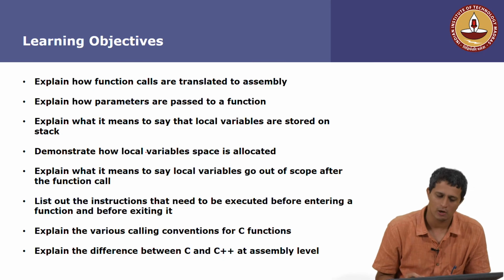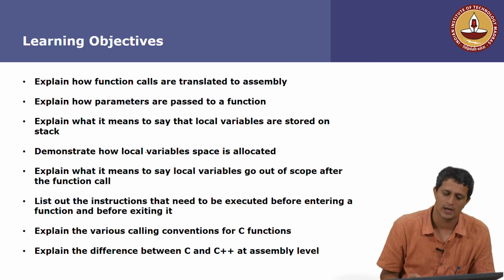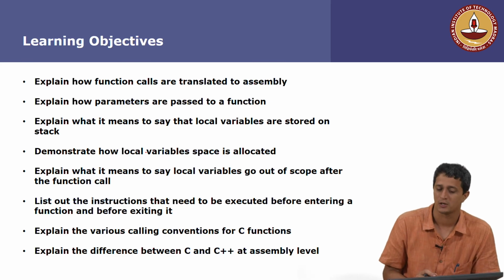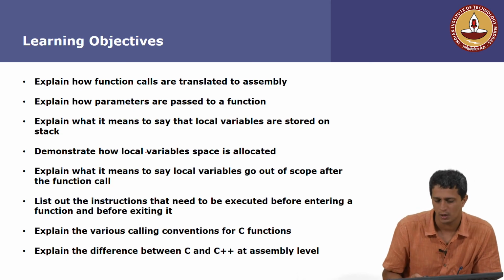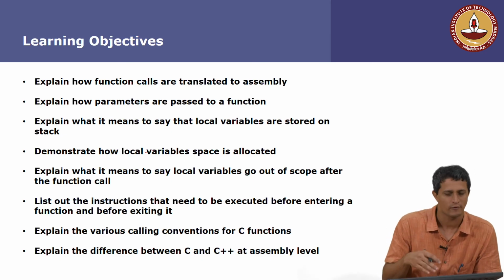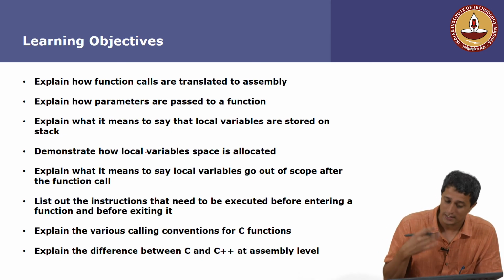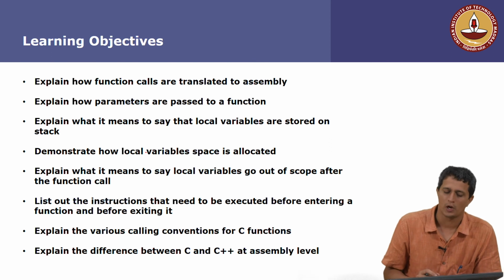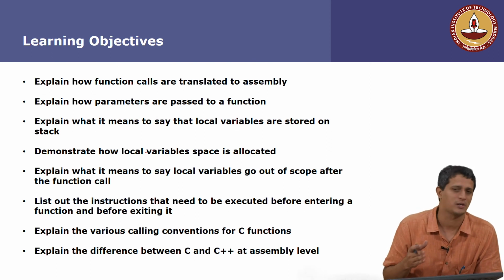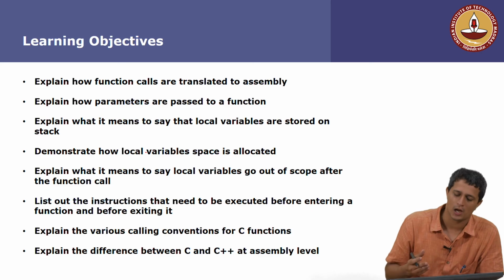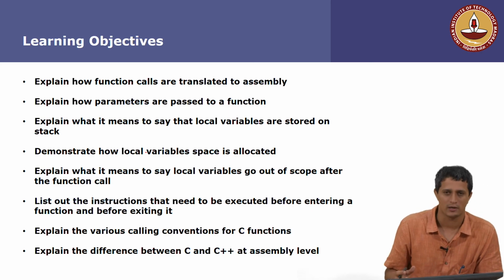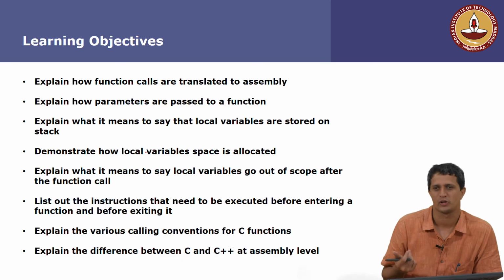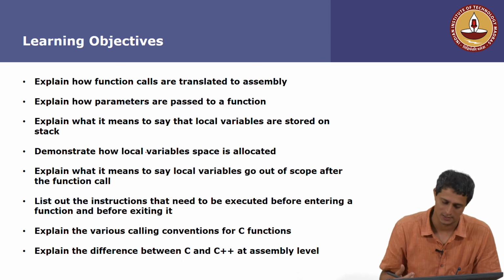So we started off with the learning objectives, where we wanted to say that once you are done with the course, as a student you should be able to explain how function calls are translated to assembly. We did a lot of this, prologue, epilogue and so on. Explain how parameters are passed to a function, why you push parameters right to left, not left to right, why they have to be pushed onto stack and so on. What it means to say local variables are stored on stack. Then demonstrate how local variable space is allocated. We saw which exact instruction allocates local variable space.